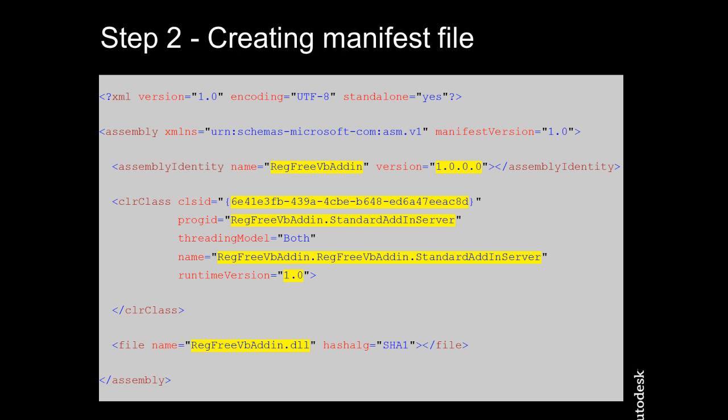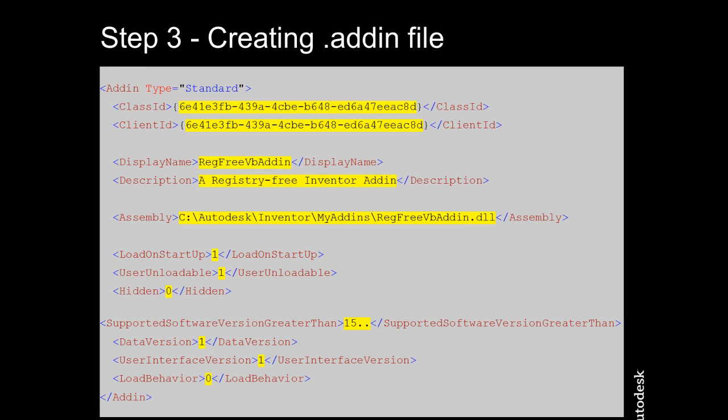Here is an example of how my manifest file looks like, and you can see in yellow are the fields that need to be edited specifically for your add-in. Step 3 is the creation of a .addin file. You can create a .addin file based on an existing one, and you can just replace the fields that are highlighted in yellow depending on your project properties.